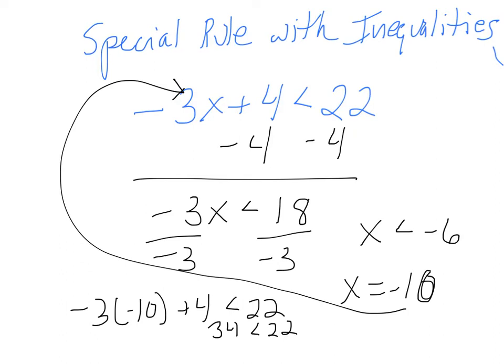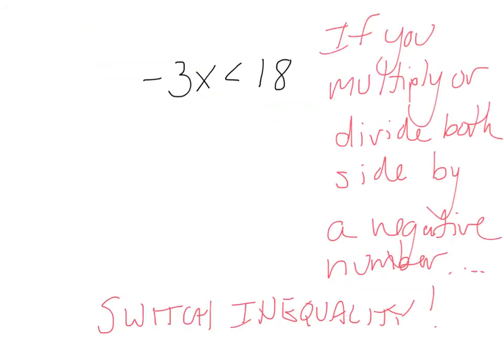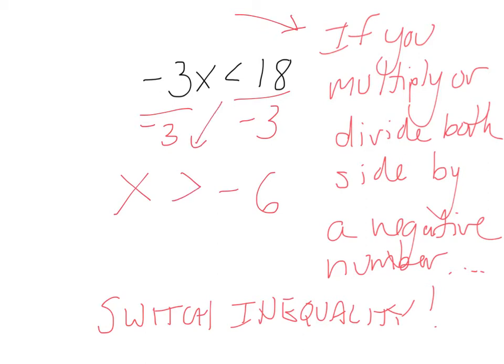So there is a rule. Anytime you multiply or divide by a negative number, so if I go back here to my negative 3x is less than 18, now when I divide both sides by negative 3, there's a little rule I have to remember: if you multiply or divide both sides by a negative number, you have to switch the inequality. So this x is still x, this is still negative 6, but instead of less than, it's going to become greater than. So that's one thing to be aware of when you're working with inequalities.